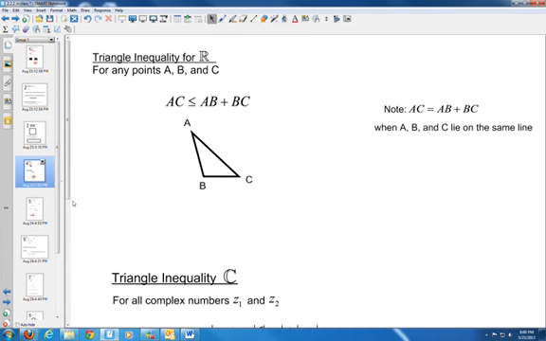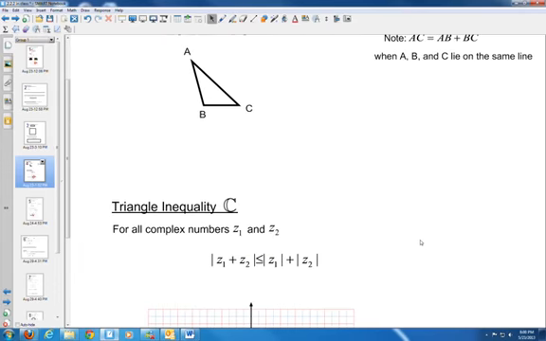Next, let's talk about another theorem that we have for real numbers that translates very nicely into complex numbers, and that's the triangle inequality. We know that for any points A, B, and C that form a triangle, the distance from A to C is always less than or equal to the distance from A to B plus the distance from B to C. In fact, we also know that the only time we get equality for this equation is when A, B, and C lie on the same line.